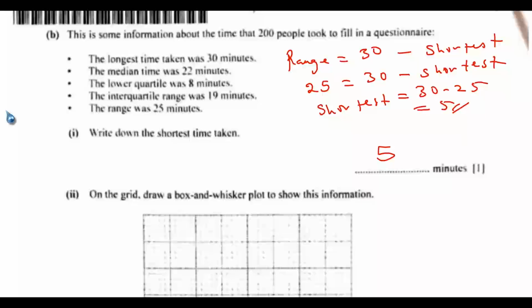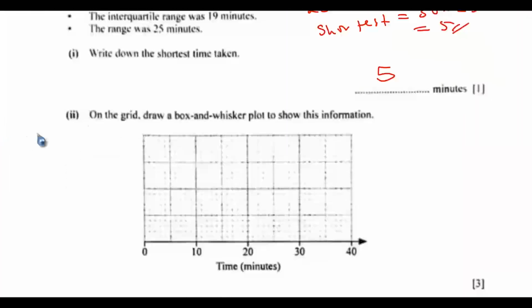Roman figure 2: on the grid, draw a box and whisker plot to show this information. So this is the information here. Let me quickly give you the rough sketch of the box and whisker plot. You have the box like this, the first whisker, and the second whisker. Here you have the minimum, and here you have the maximum. Here you have the first quartile, which is also known as the lower quartile.